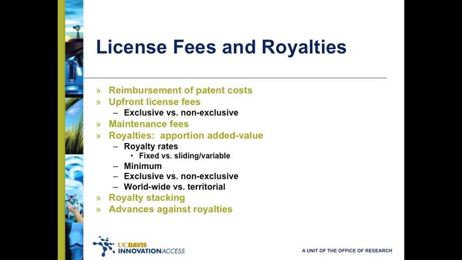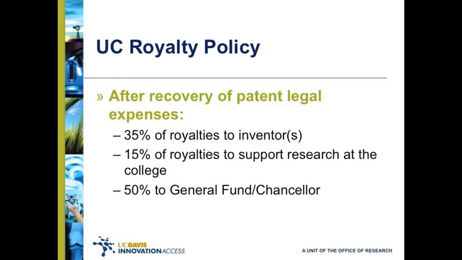The university typically provides anti-stacking provisions in its agreements to help the licensee deal with situations when there are multiple royalties involved. Sometimes licenses also address advances against royalties, and the university will entertain such terms when it's appropriate on a case-by-case basis. University of California royalty policy.